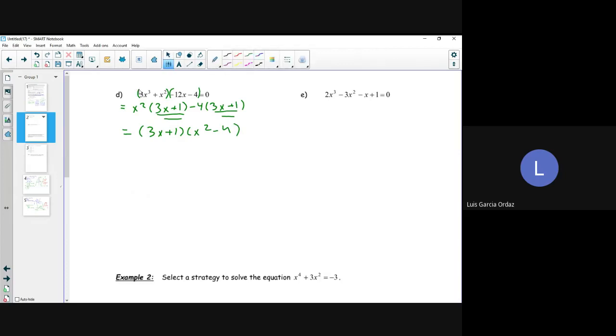Can we further factor this expression? Yes. So what are we going to factor? X squared minus 4, because it's a difference of squares. So what would our two brackets look like? X plus 2 and x minus 2. Therefore, our roots are: x is equal to, what are our roots? Negative 1 over 3. Negative 2 and positive 2. So you have 3 real roots in this example.